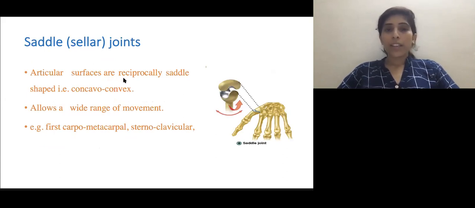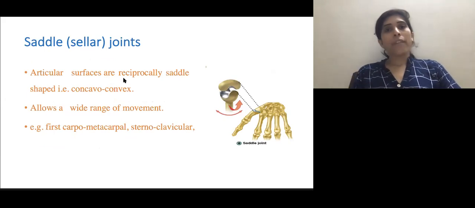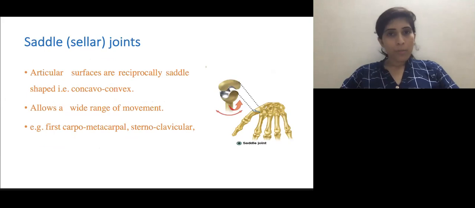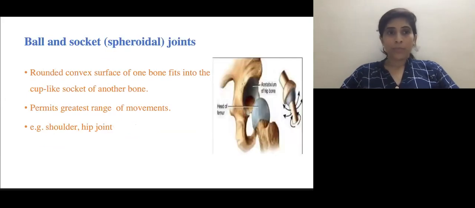Here the articulating surfaces are reciprocally concave-convex. So both surfaces have convex and concave surfaces, allowing a wide range of movement. The first carpometacarpal joint and sternoclavicular joints are this type of joint.